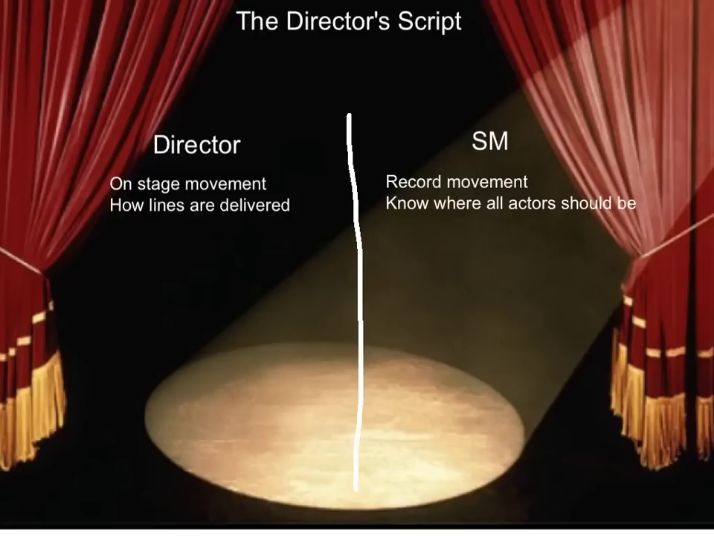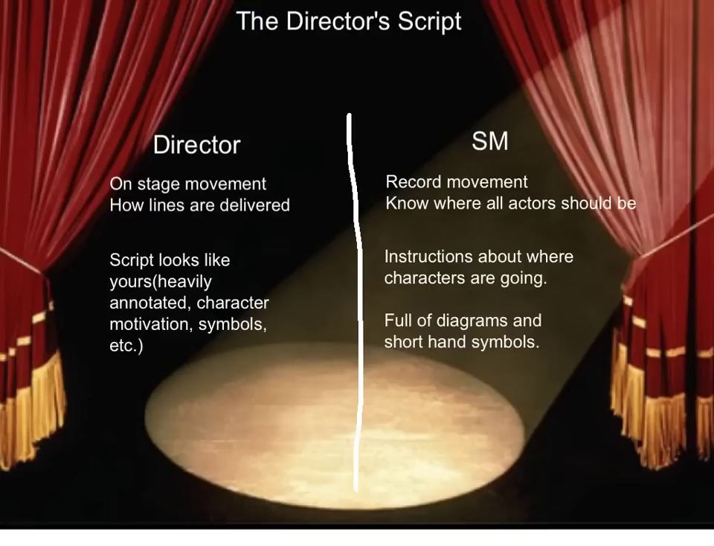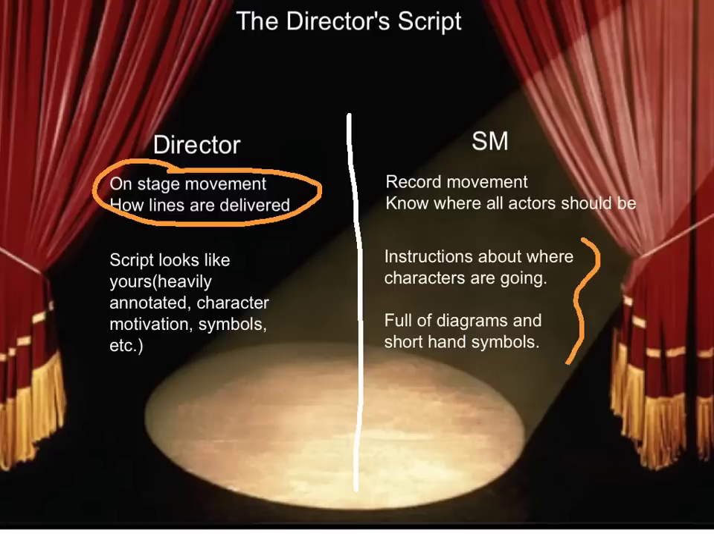A real director's script probably looks a lot like yours. It's full of annotations and notes on character motivation and why characters are deciding to do the things that they do. The stage manager's script looks more like instructions. It shows where characters are moving at any given point in time, and often includes symbols and diagrams to show these things. So even though we're calling it a director's script because you're the one making these decisions, the reality is by the time you're done, it's actually going to look more like a stage manager's script, because these are the things that you're going to be noting in the script.